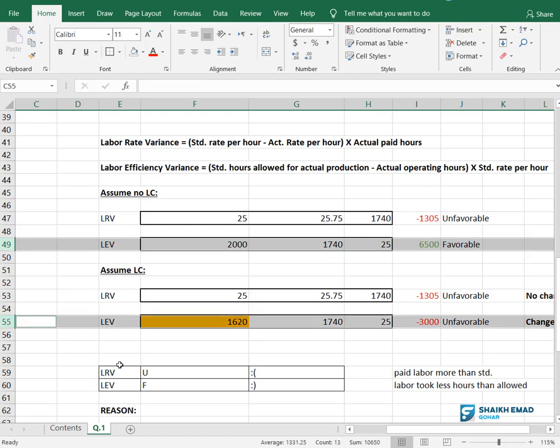Again, if we have no learning curve, remember we discussed this in the start. I told you, very nice. It's good, right? I gave the labor 2000, they worked only 1740. So I said you are very efficient, and that's why it's coming 6,500 favorable.